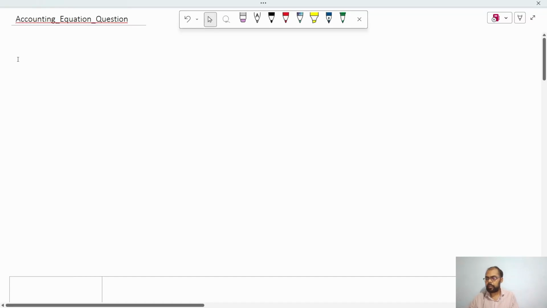Hello everyone. The topic that we are going to do today is the accounting equation, and this accounting equation comes directly from a very important accounting concept, that is the dual aspect concept. So we will briefly understand the dual aspect concept, and then we will proceed with the question on the accounting equation. Okay. So what is the dual aspect concept?